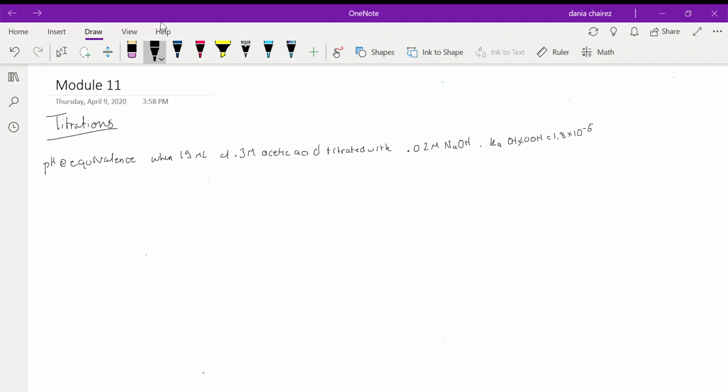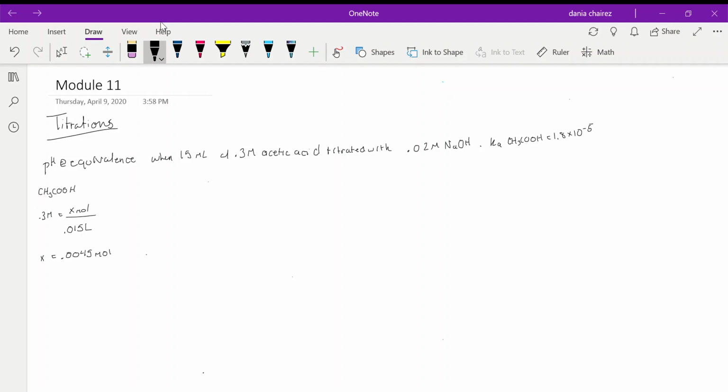So then again, our first step is that we're going to solve for the moles of acetic acid, which is CH3COOH. So we have 0.3 molar is equal to X moles over 0.015 liters. So we end up with X is equal to 0.0045 moles.